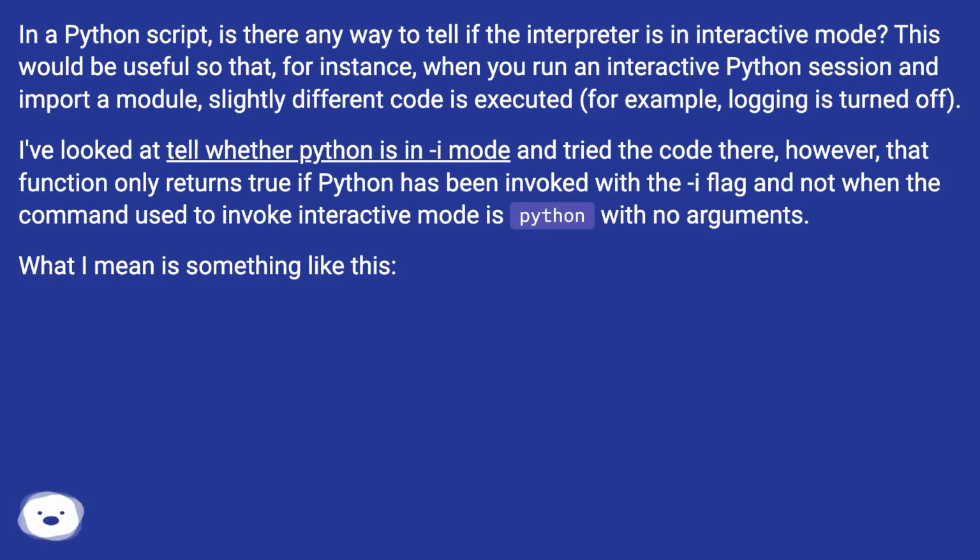I've looked at "Tell whether Python is in -i mode" and tried the code there. However, that function only returns true if Python has been invoked with the -i flag and not when the command used to invoke interactive mode is python with no arguments. What I mean is something like this.